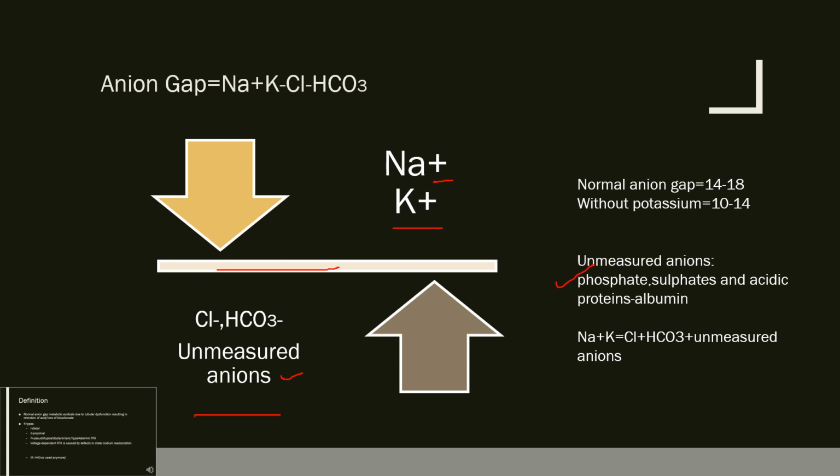You have to know that sodium and potassium, the cations, are equal to chloride, bicarbonate and unmeasured anions. So the unmeasured anions, or the anion gap, should be equal to sodium and potassium minus your negatively charged chloride and bicarbonate. So how much do you expect this unmeasured anion to be? 14 to 18 if you are including potassium in your formula. If you are not going to include potassium, it is going to be 10 to 14. So the anion gap is 10 to 14.